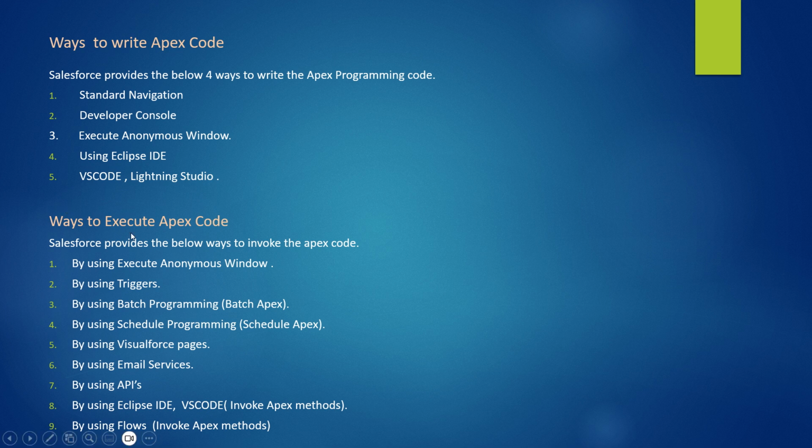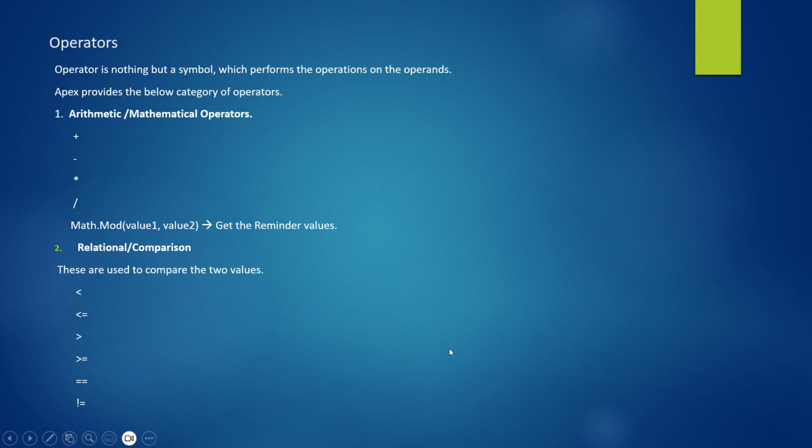So how many ways can we execute the Apex code? Generally, Salesforce provides the below ways to invoke the Apex code: by using execute anonymous window, triggers, batch Apex programming, schedule Apex program, Visualforce pages, email services, APIs. By using LWC, we can invoke the Apex method, and by using flows, we can invoke the Apex method by mentioning the invocable method as an annotation.